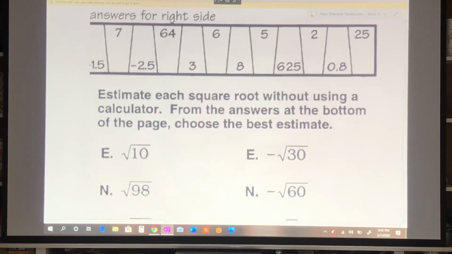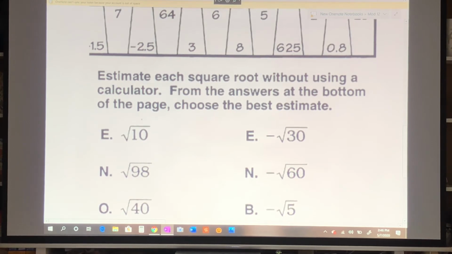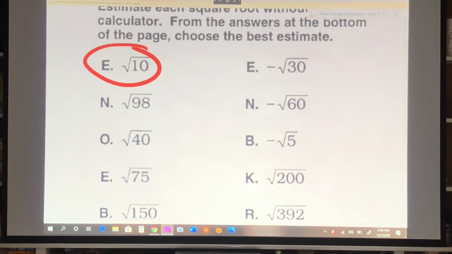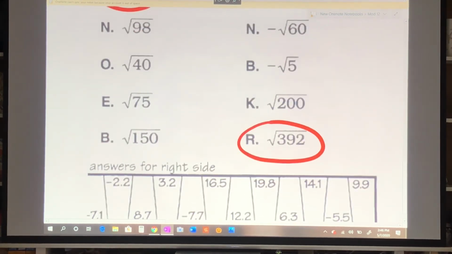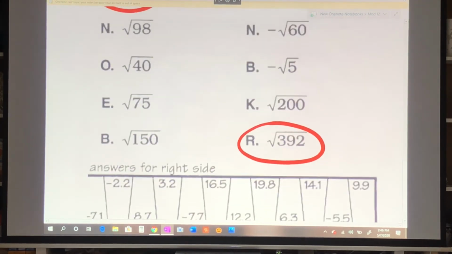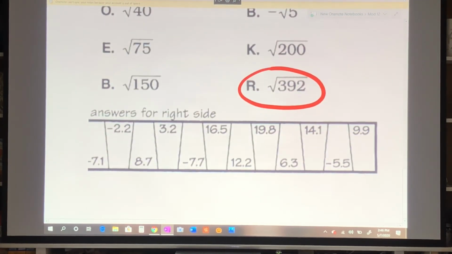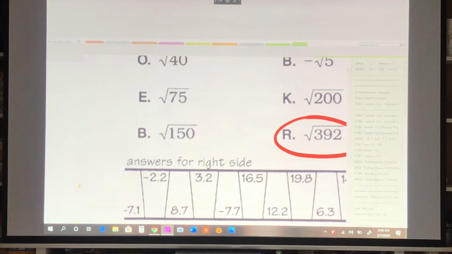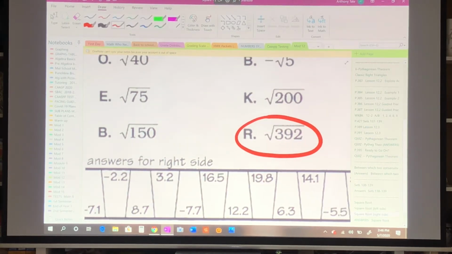Okay, then when you go here, I think I did this one and this one. Okay, estimate each square root without using a calculator. From the answers at the bottom of the page, choose the best estimate. Okay, so the answers are on here. So what you can do is, let's see if I can do this.